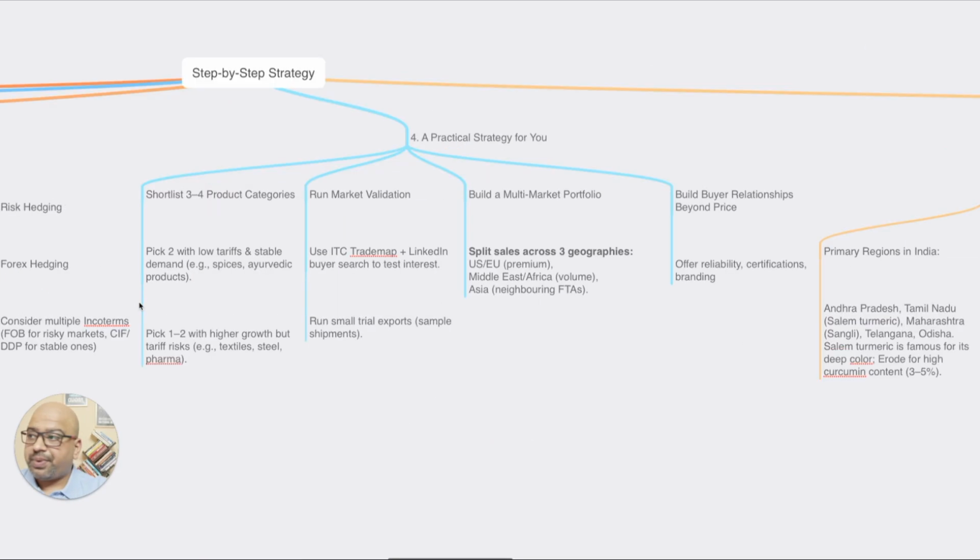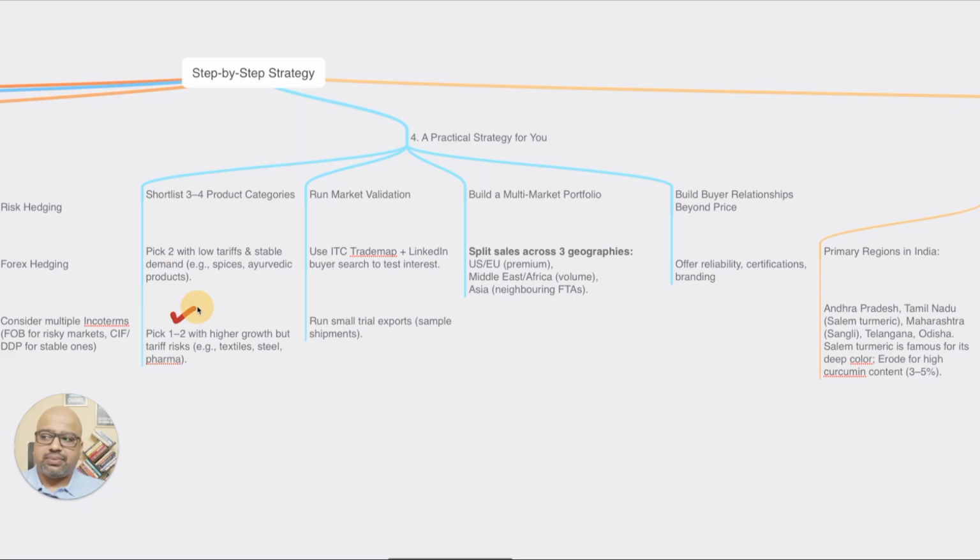So what is the practical strategy that you can use here? When you are looking to export your products to the global market, the first strategy you need to look at is, okay, you need to shortlist at least 3 to 4 products. If you are already manufacturing, there is no point in switching your products, stick to it. That's your wife for your life. So it's all done. But if you are a newbie and you are looking at merchant trading, then pick at least 2 to 3 products which have low tariffs, stable demand, workable.